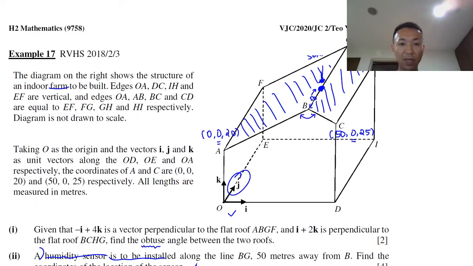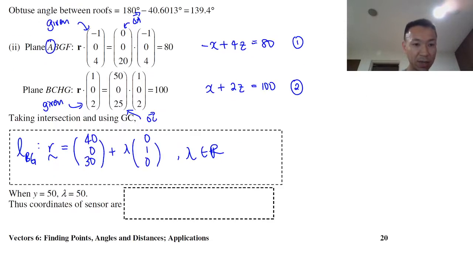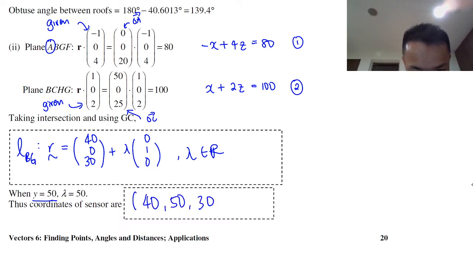Yes? So, therefore the solution is like this. When y is 50, then lambda is 50. Why? Because you substitute here. The only way that the y coordinate can be 50 is when lambda equals 50. So when lambda equals 50, you just substitute in, and you get (40, 50, 30). Done. Yep, all good.